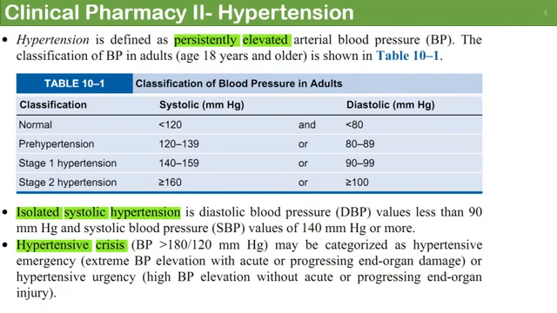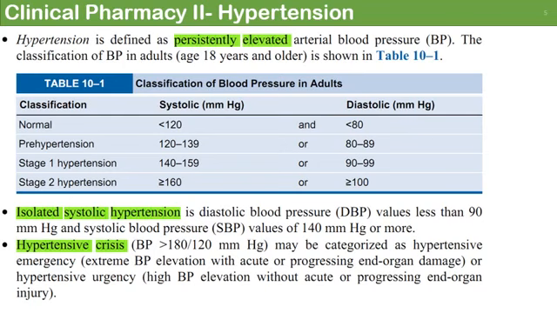Stage 1 hypertension is when the blood pressure is more than or equal to 140 and less than 160 for systolic, or 90 to 99 for diastolic. Stage 2 hypertension is when it is greater than or equal to 160 over 100. Sometimes there is another term, isolated systolic hypertension, when the diastolic blood pressure is less than 90 but the systolic blood pressure is more than 140.